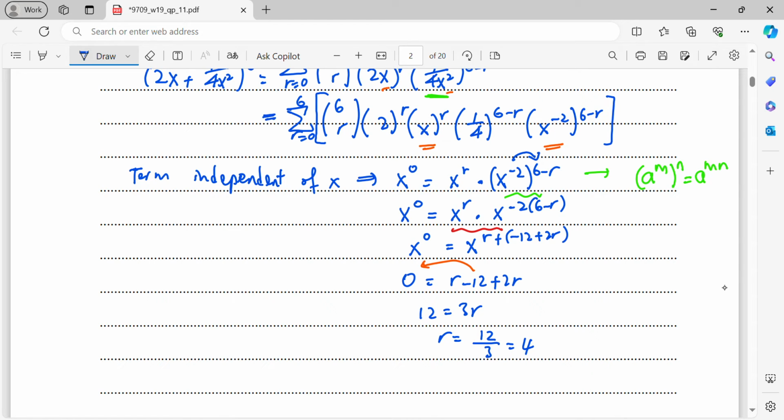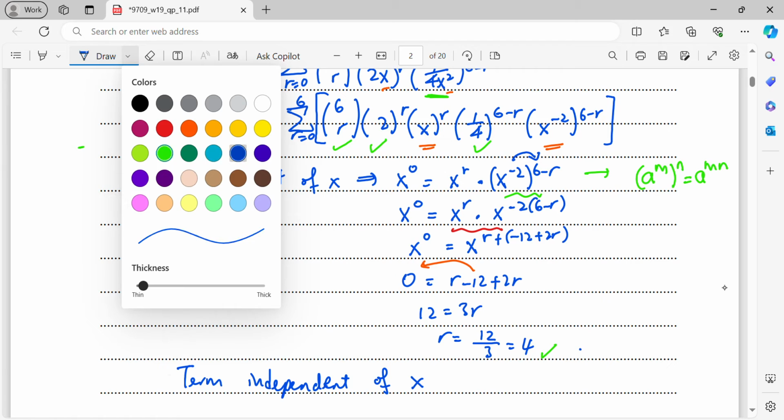That means the term independent of x exists when r equals 4. So now to find the term independent of x, you just refer back to here, replace the r in all these terms by 4. Okay, that will be the answer.